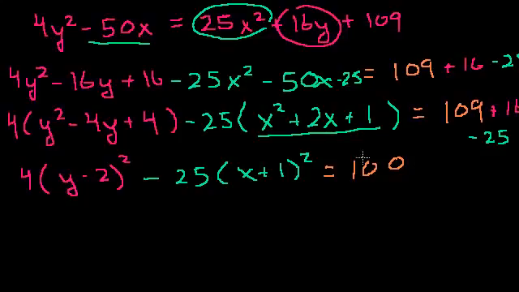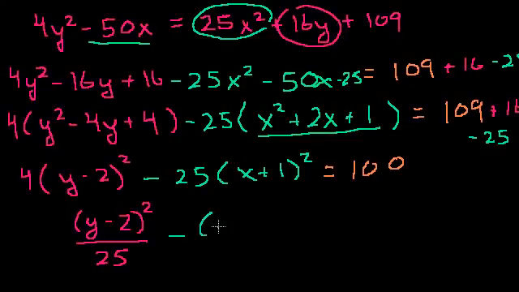We're almost there. So we want a 1 here, so let's divide both sides of this equation by 100. So you will get y minus 2 squared. 4 divided by 100 is the same thing as 1 over 25, so this becomes over 25. Minus, 25 over 100 is the same thing as 1 over 4, so this becomes x plus 1 squared over 4 is equal to 1. And there you have it. We have it in standard form, and yes, indeed, we do have a hyperbola.